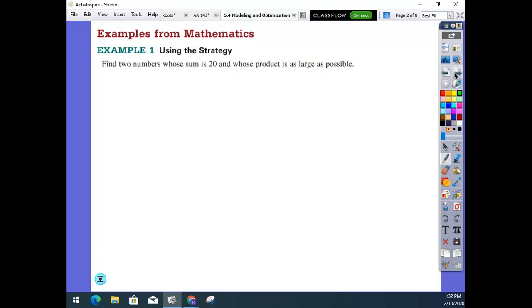Okay, number one, find two numbers whose sum is 20 and whose product is as large as possible. So every single question is going to somehow indicate a maximum or a minimum. Large just means we have to show our answer is a maximum. If we have two numbers whose sum is 20, does it make sense? Our numbers are going to be between 0 and 20. Okay, let x be our first number.